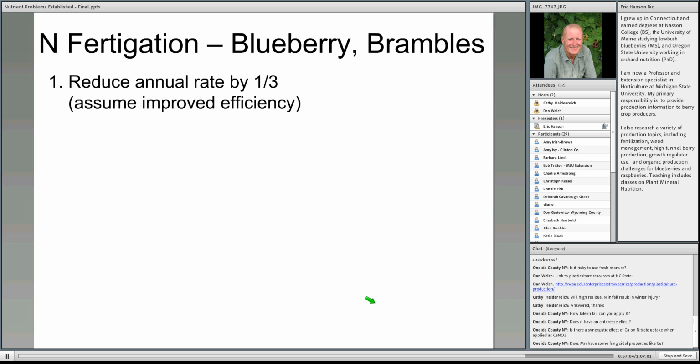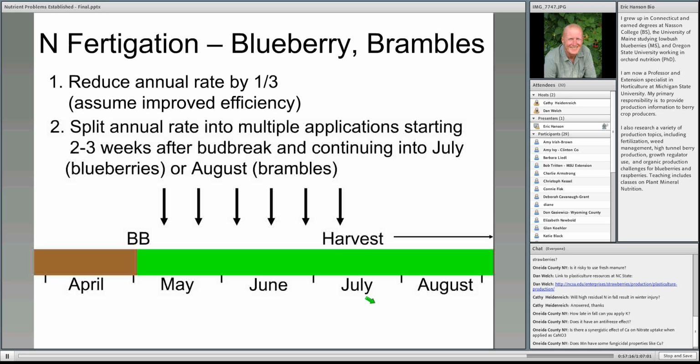Fertigation for blueberries and brambles, some general thoughts. First, if you're new to this, you can probably reduce your annual rate by about a third, assuming there's improved efficiency. What I would start with is to split that annual rate into multiple applications, beginning 2 to 3 weeks after bud break and continuing through July for blueberries and into August for brambles. So that's kind of a general guideline.